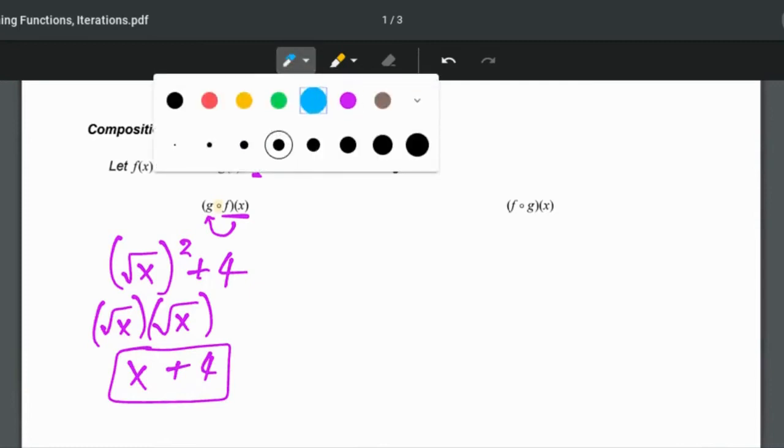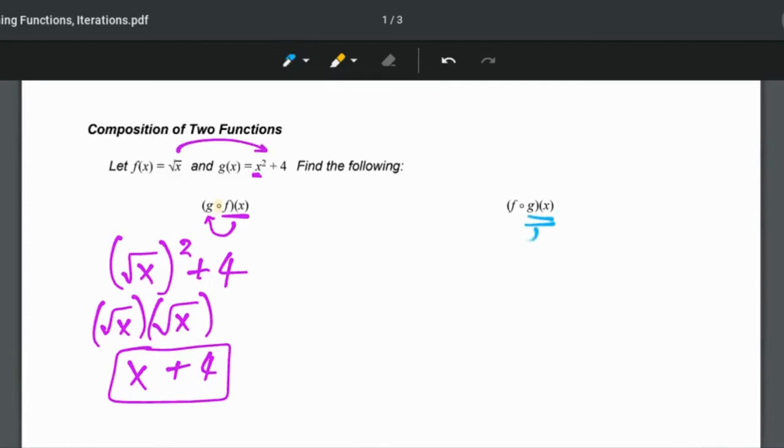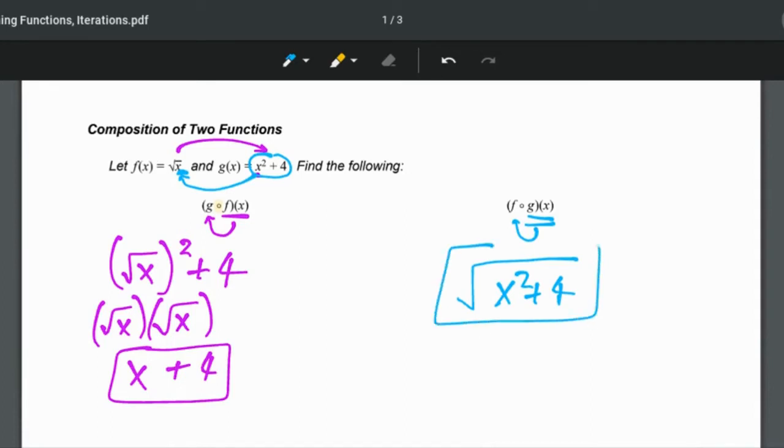For the next problem, we're going to do f of g of x, which means I'm starting with g of x this time, taking this quantity and substituting it into just the x in the other function. So I take x squared plus 4 and substitute it into the square root of something, which gives the square root of x squared plus 4. Now, x squared plus 4 is not factorable. If it was x squared minus 4, I could factor it: x minus 2 times x plus 2. But since it's not factorable, there's nothing I can do to simplify it further. So this would be your final solution.